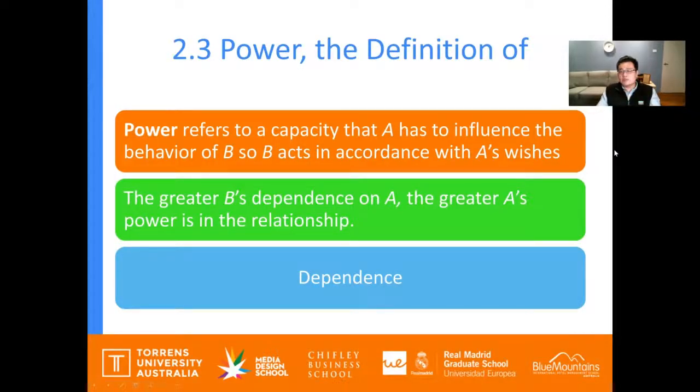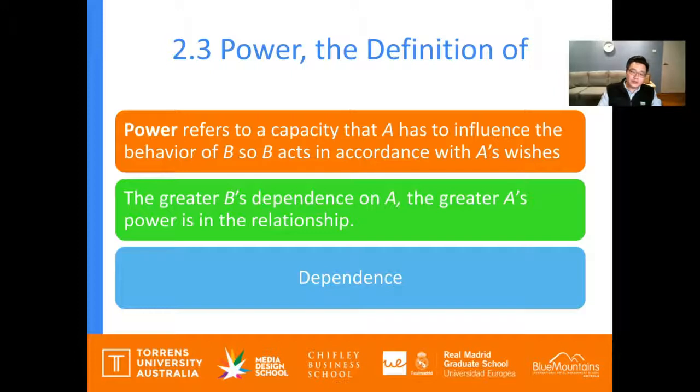The next topic of this chapter is power. The definition of power refers to a capacity that a person A has to influence the behavior of B. So person B acts in accordance with person A's wishes. The power could be from the father and the son. For example, I have the capacity to influence my 5-year-old boy, and my boy could always behave like what exactly I asked him to do. So that is a kind of definition of power.